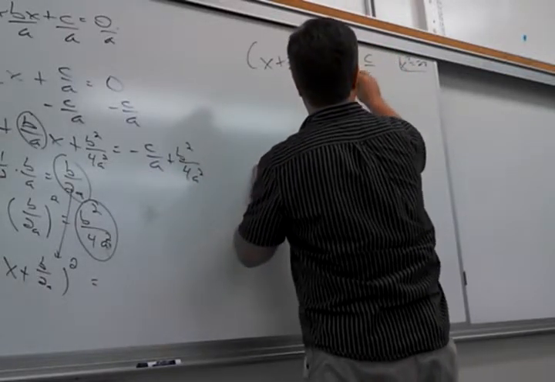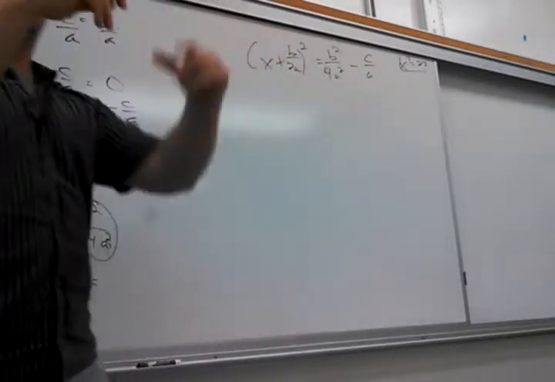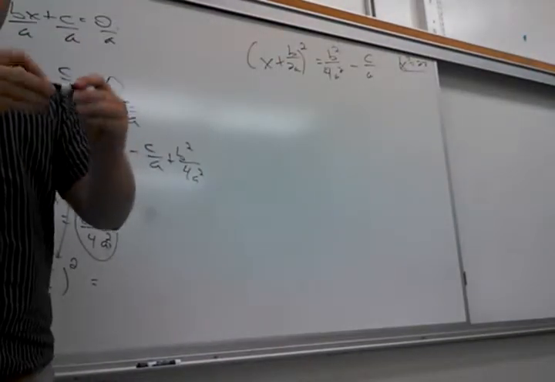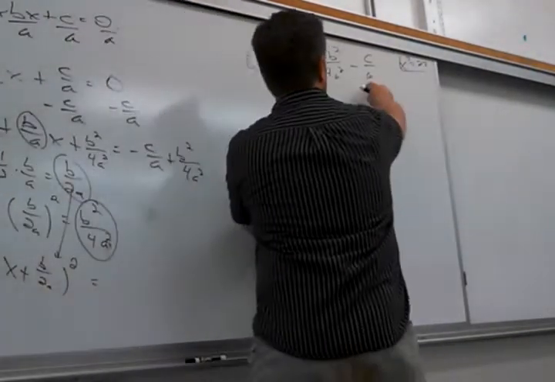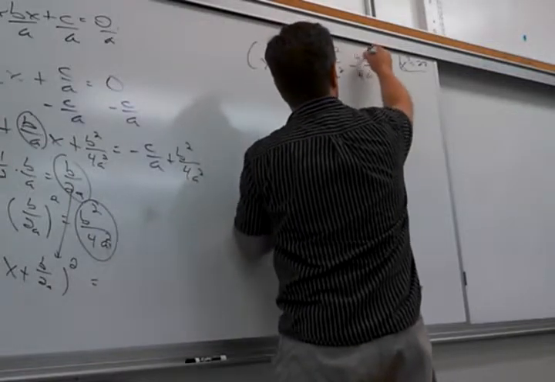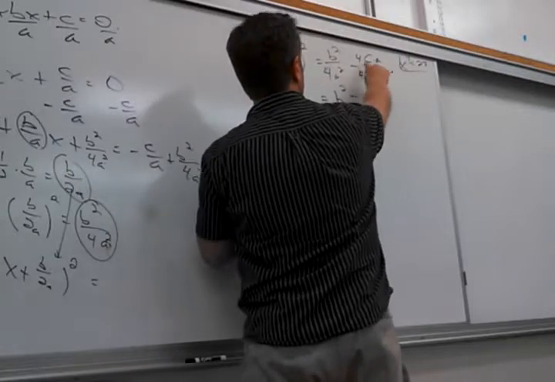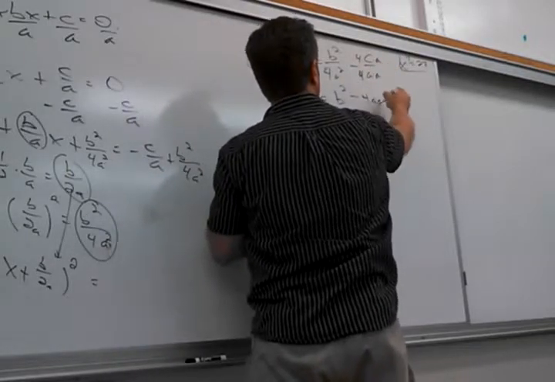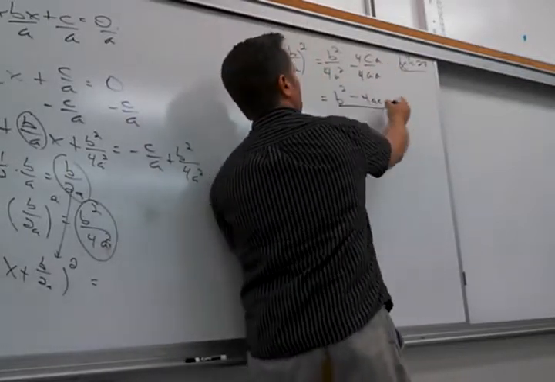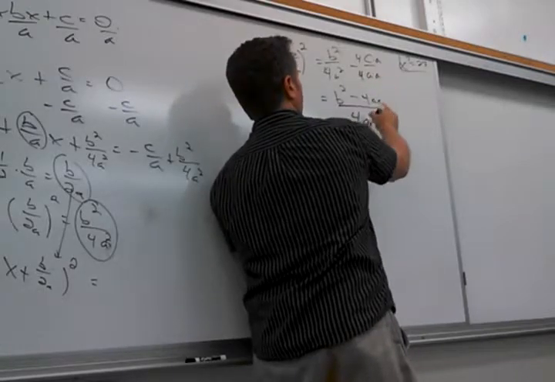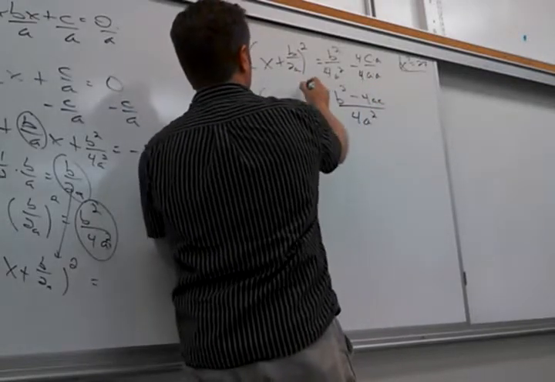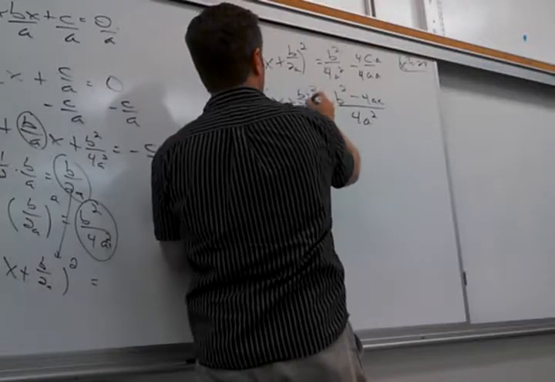Now what can I do on this side here? I can get the same denominator, right? Multiply for 4a. So this needs a 4 and an a. So I get b squared minus 4ac all over 4a squared equals this beautiful thing here.